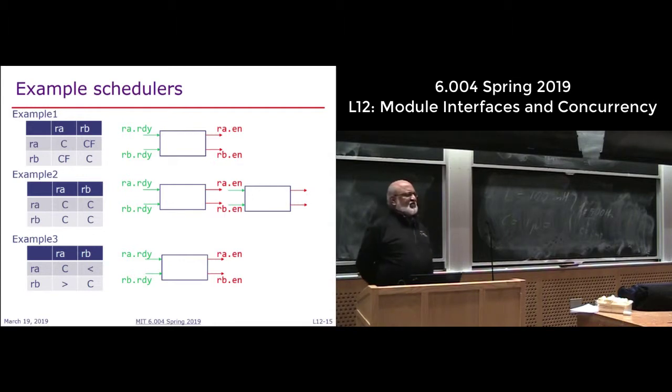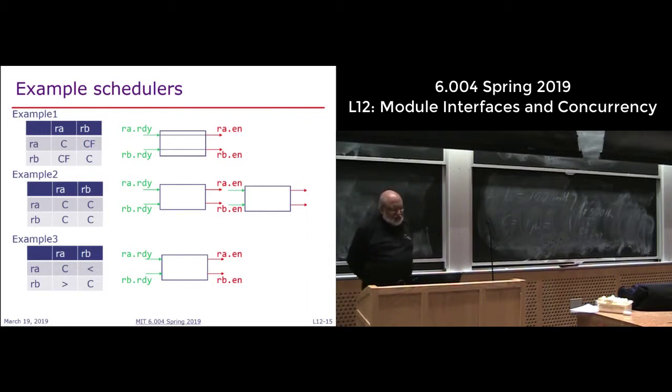So let me show you some example schedulers. These 3 examples are taken from what I have been discussing so far, and I had already given you the conflict matrix for this. So what does the first one say? What does the example 1 conflict matrix say? It says RA and RB are conflict free. So as long as RA is enabled, it can go, right? As long as RB is enabled, it can go. So they're just connected like that, straight wires. So for example 1, indeed it is a direct connection between RA and RB.